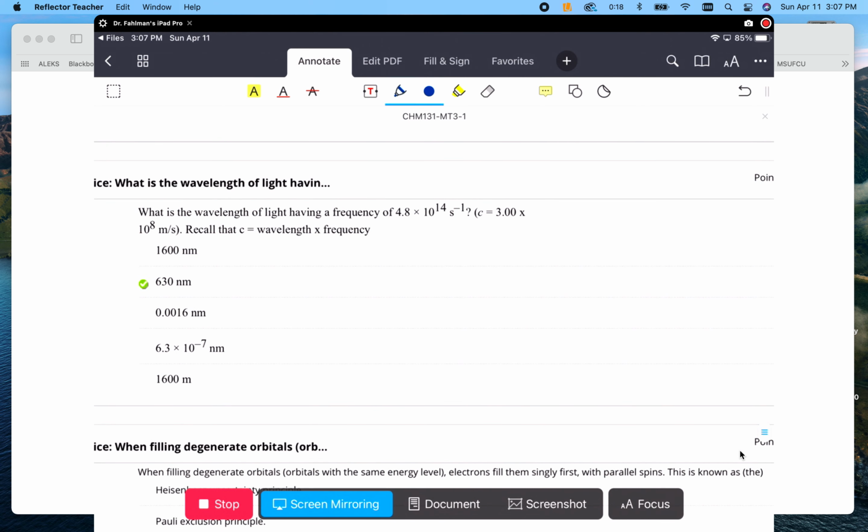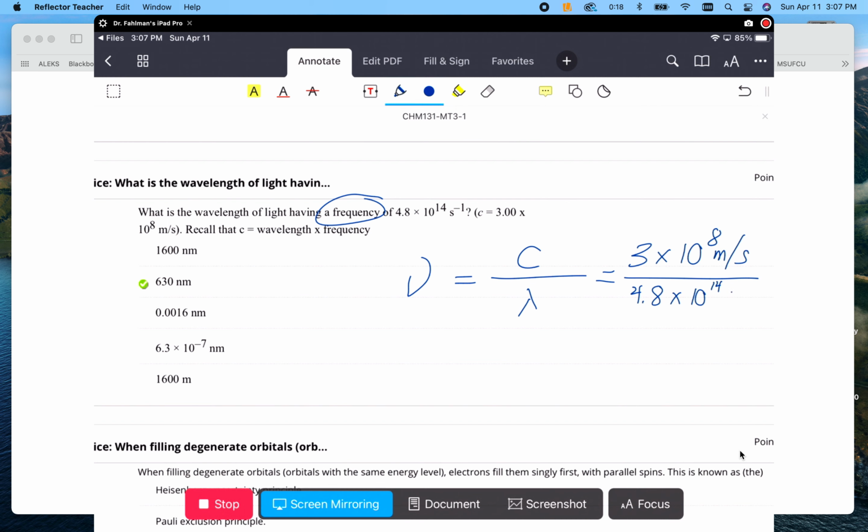This is like the previous question, so now you're given frequency, so it's just frequency is C over wavelength, so 3 times 10 to the 8th meters per second. And now you're given 4.8 times 10 to the 14th seconds to the -1, so those go away. And so you get 3e to the 8th by 4.8e to the 14th. So you get 6.25 times 10 to the -7 meters.